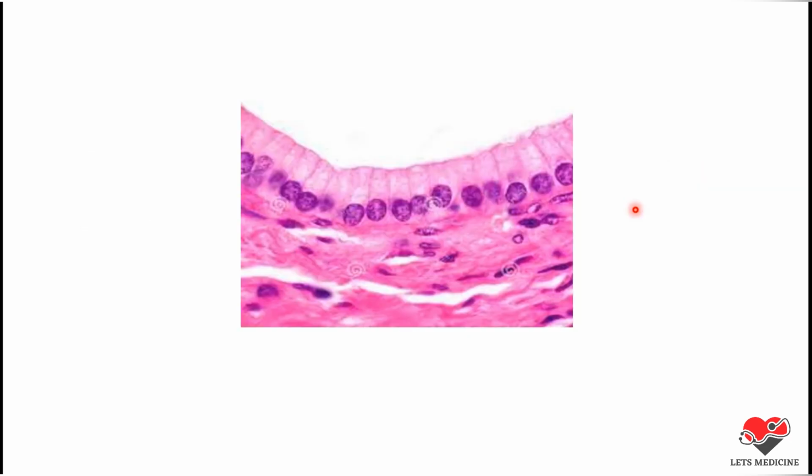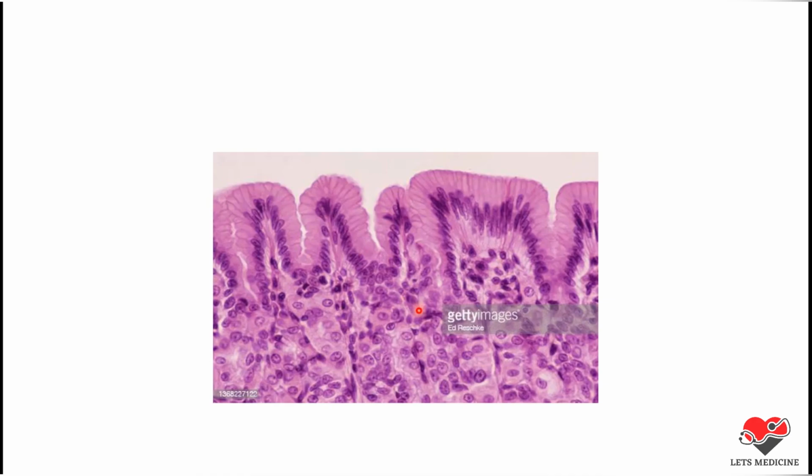Here is another image of simple columnar epithelium. You can see tall columnar cells with basal nuclei. Another image, and it's probably an intestinal layer, with tall columnar cells and nuclei present in their basal area. You can appreciate it quite clearly.